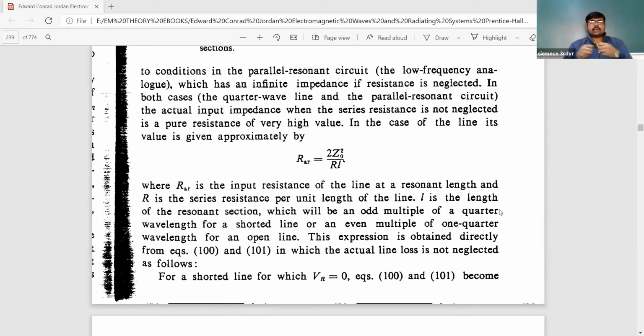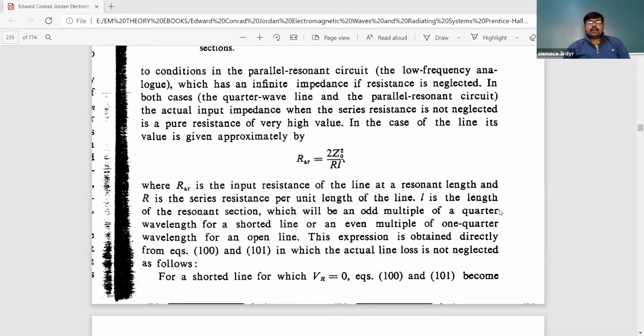So we should cover a certain length, and this L is the resonance section length, which will be an odd multiple of a quarter wavelength for a shorted line, or an even multiple of a quarter wavelength for an open line. So we have defined two conditions, the shorted line and the open line, and depending upon these two conditions, R_AR equals 2Z0 squared divided by RL, as we have found.